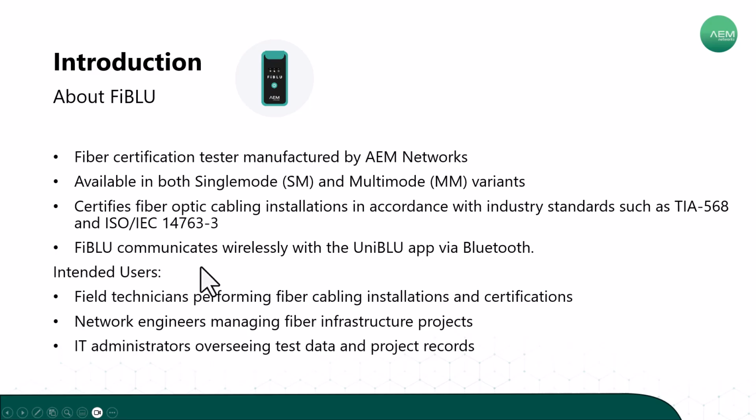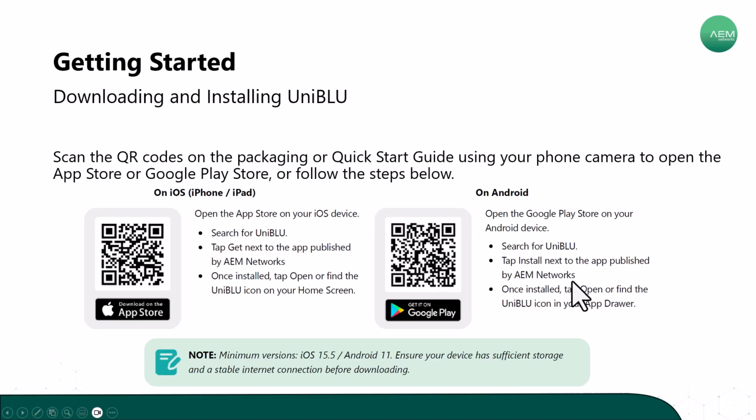FiBLU communicates wirelessly with the UniBLU app via Bluetooth into your mobile device. Typical users are field technicians performing fiber cabling installations and certifications, network engineers who manage the fiber infrastructure projects, and IT administrators who are overseeing the test data and project records.